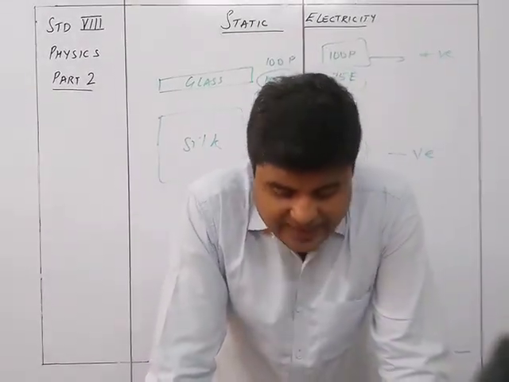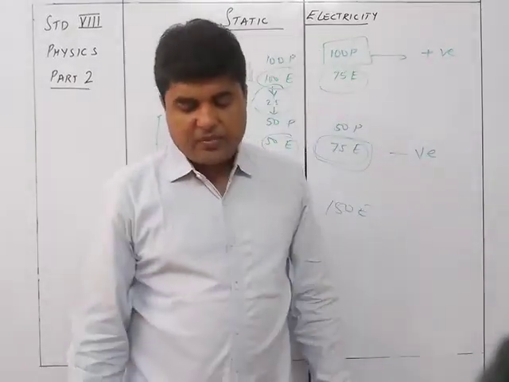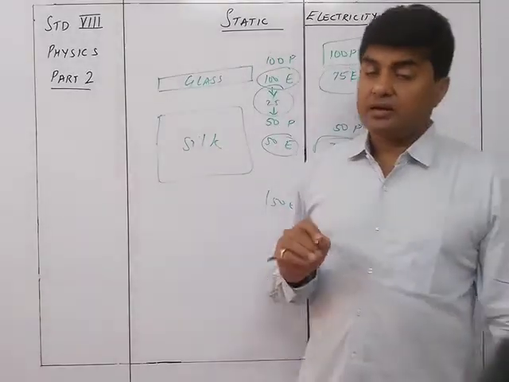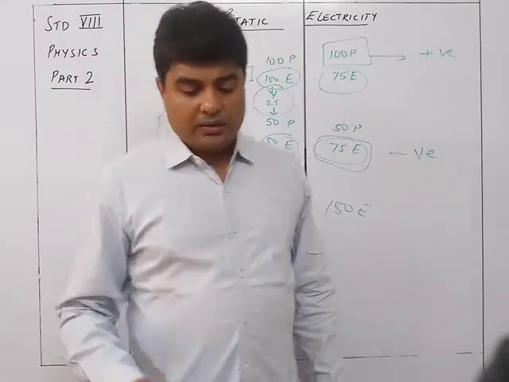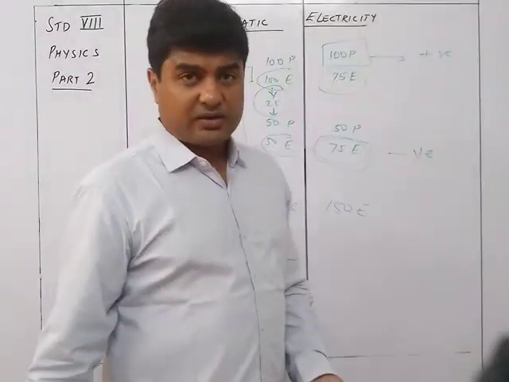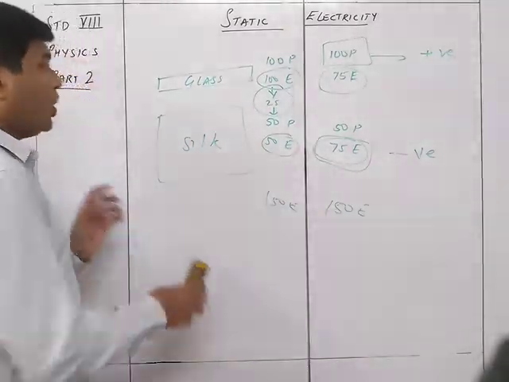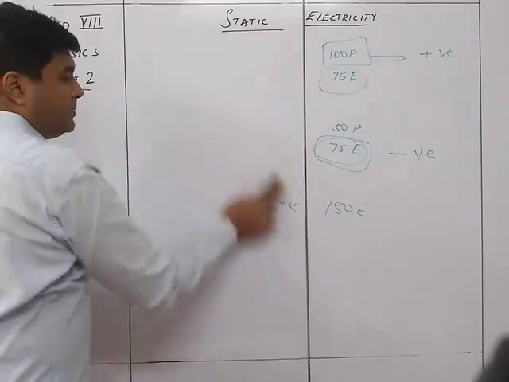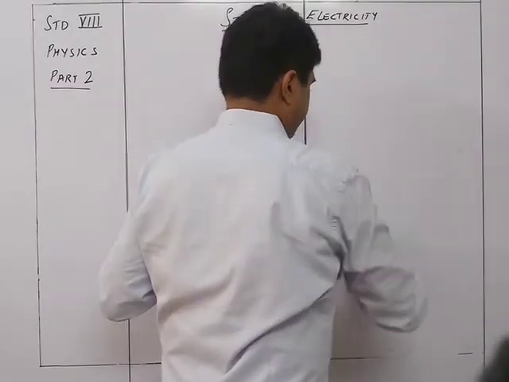So the conductors cannot be charged by rubbing because the charge developed on them will flow away and will not remain with them. So that's the reason that whatever experiments we are doing will always use insulators like glass, silk, ebonite, fur. All these are insulators. Because they are insulators, they can be used for the process of static electricity.